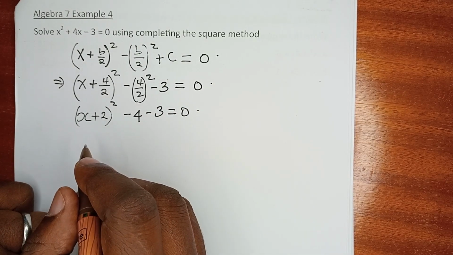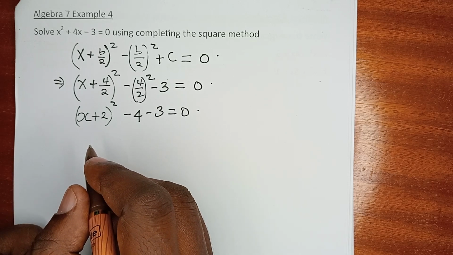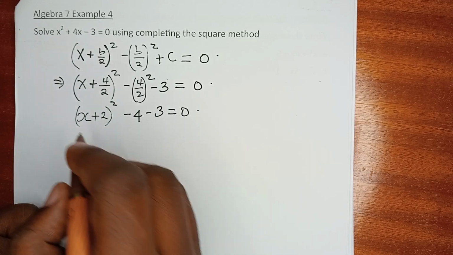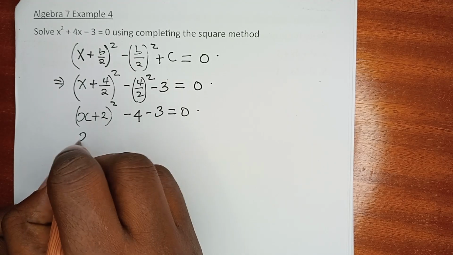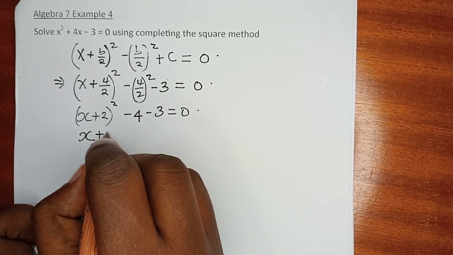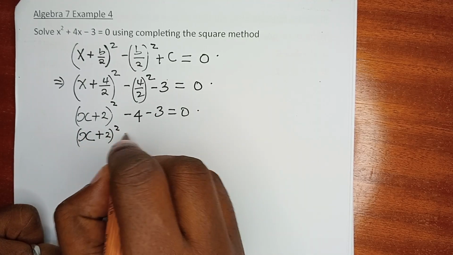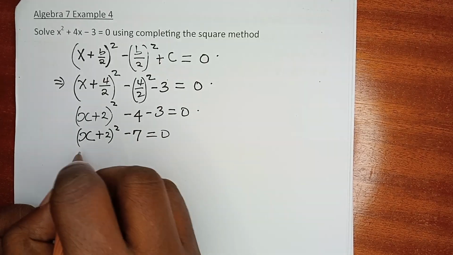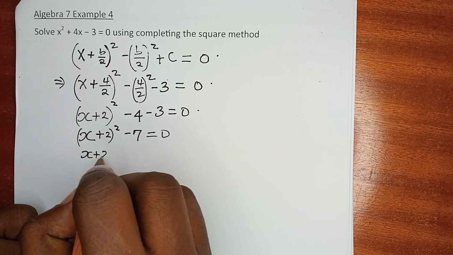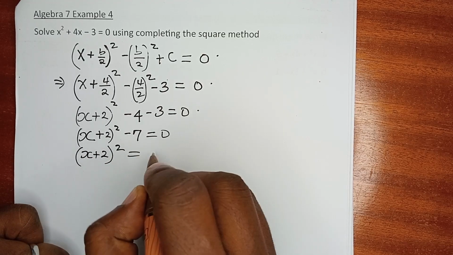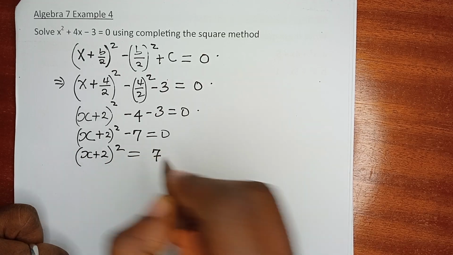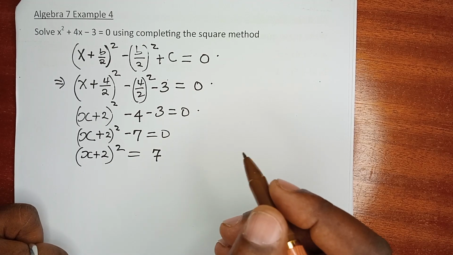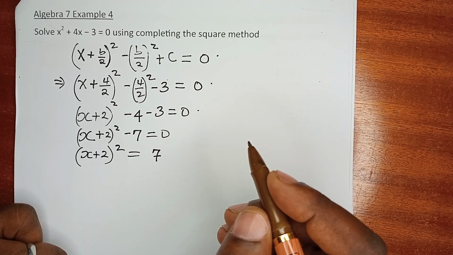Now, we are supposed to solve. That means we must eventually give the value of x. It means, therefore, collecting the like terms, x plus 2 squared minus 7 is 0. And this gives us x plus 2 squared is equal to 7, because when 7 crosses over, then it becomes positive.